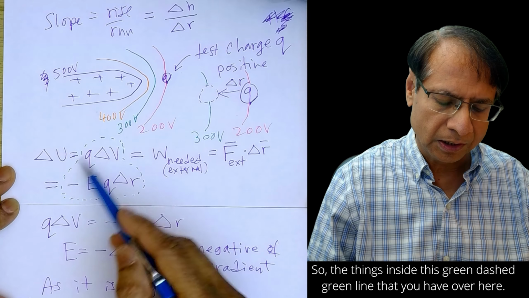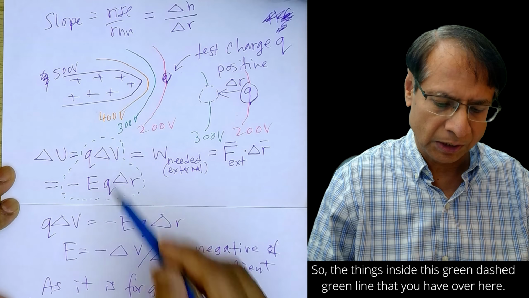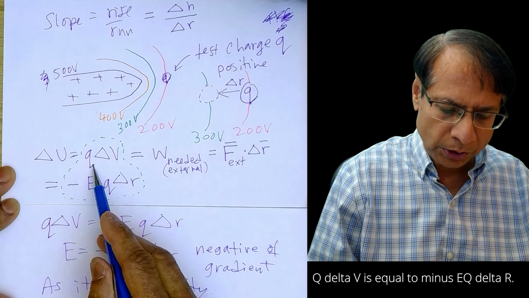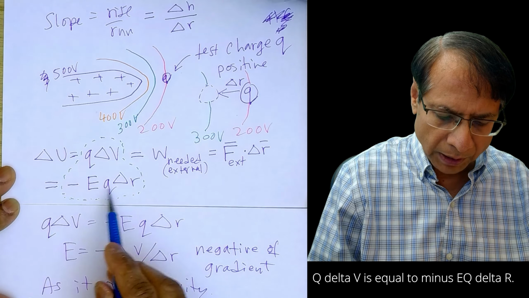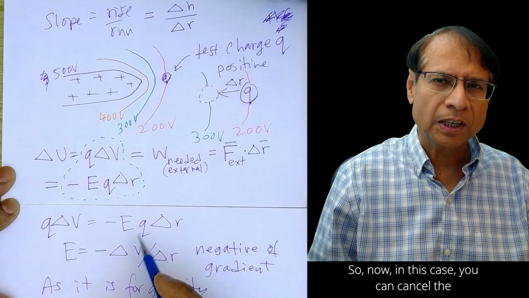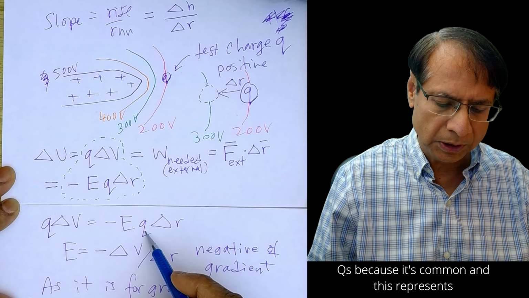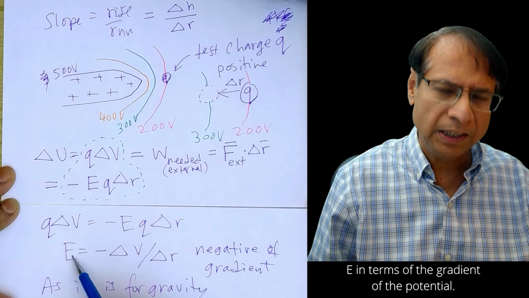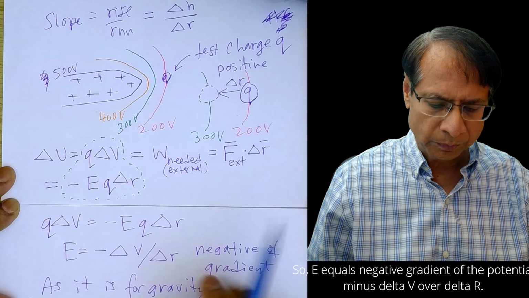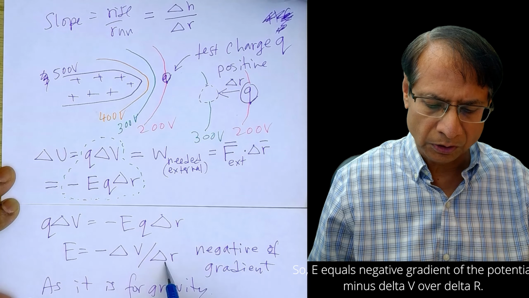So the things inside this dashed green line that you have over here. So that then brings us to this connection. Q delta V is equal to minus EQ delta R. So what you have right over here. So now in this case, you can cancel the Q's because it's common, and this represents E in terms of the gradient of the potential. So E equals negative gradient of the potential, minus delta V over delta R.